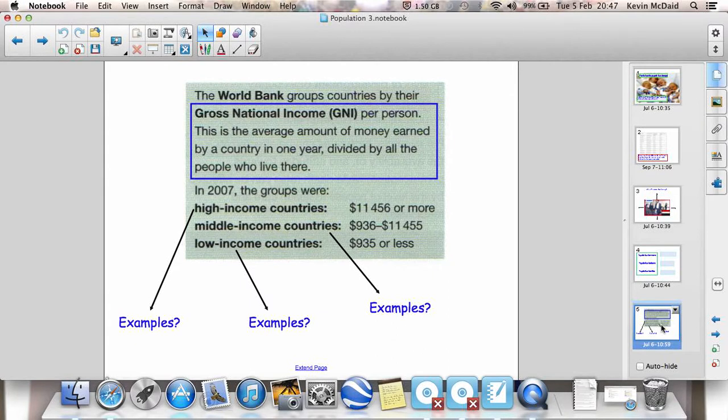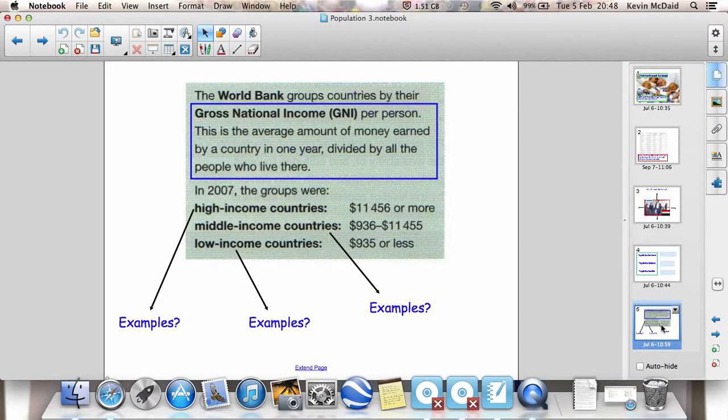So we can split countries into 3 what we call income groups. And we measure income by something called GNI per person, gross national income per person. It's the total amount of money that a country earns divided by its population. And once you do that sum, you get an average amount of money that each person, in theory, has in that country per year. So high-income countries are where people have $11,456 or more per year. Low income, $935 or less per year, and the middle income are in the middle of those 2 figures.